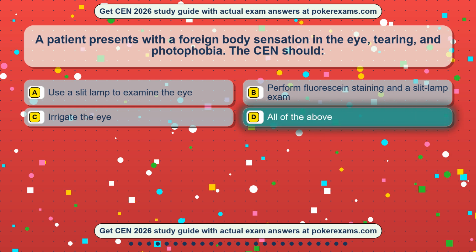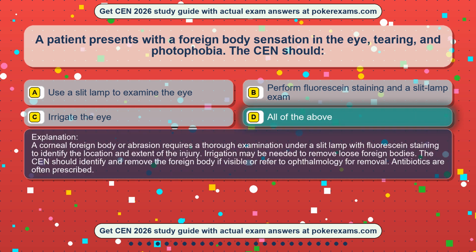The correct answer is option D, all of the above. A corneal foreign body or abrasion requires a thorough examination under a slit lamp with fluorescein staining to identify the location and extent of the injury. Irrigation may be needed to remove loose foreign bodies. The CEN should identify and remove the foreign body if visible or refer to ophthalmology for removal. Antibiotics are often prescribed.